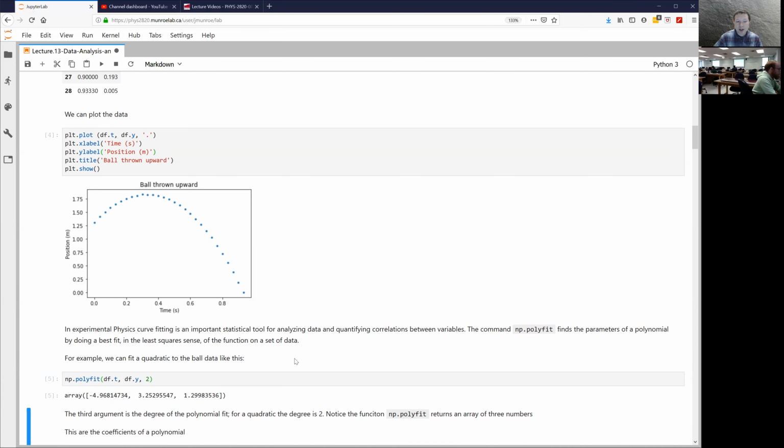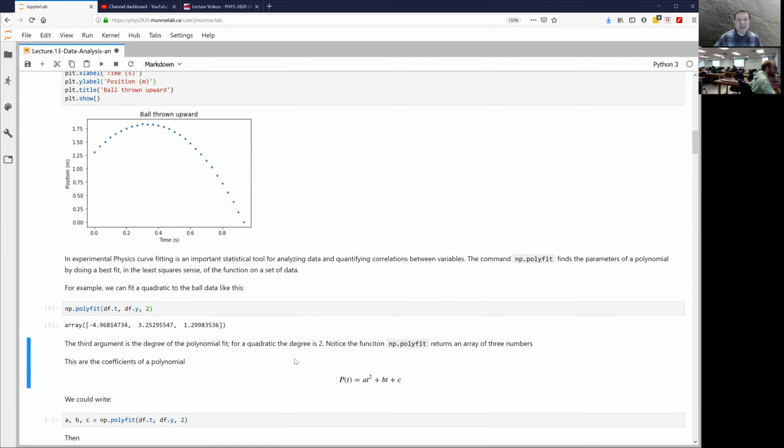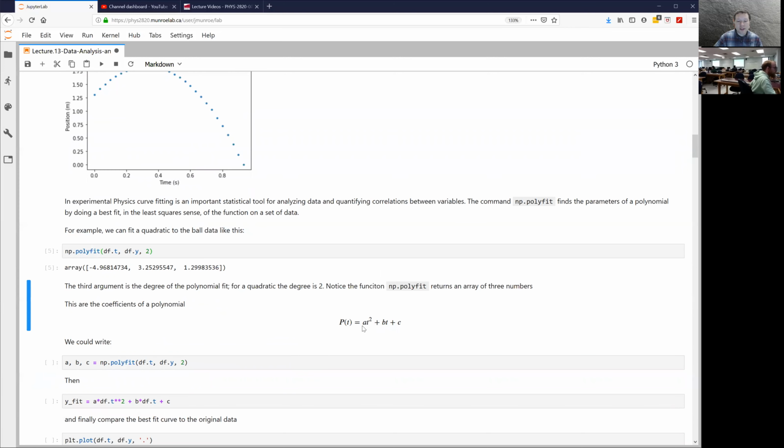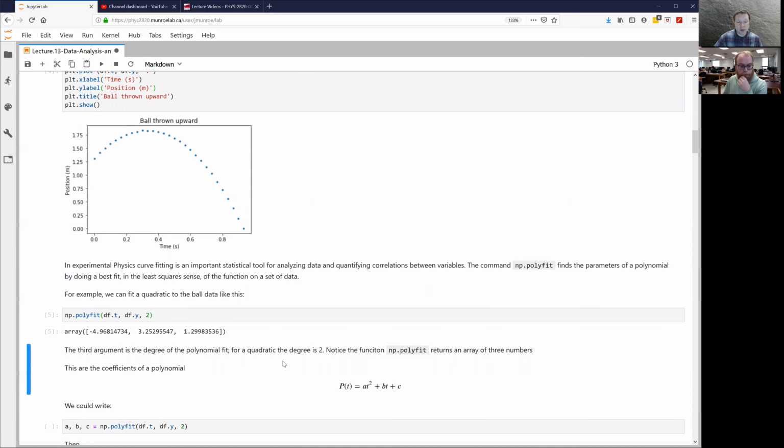So if you can imagine a parabola in the form of something times t squared plus something times t plus something, three constants, what polyfit is doing is giving you back what those three constants happen to be. So the first constant, a, is minus 4.96. The second constant, b, is 3.2. And the third constant is c. Those define a parabola that would trace through these numbers.